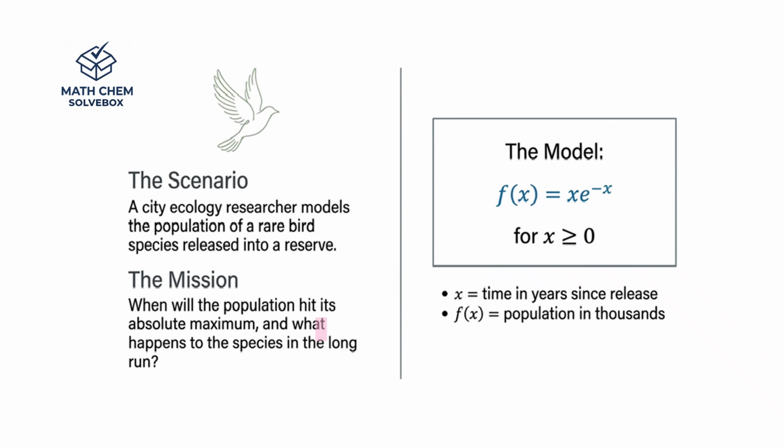Today we are going to look at an amazing real-world application of derivatives. We are stepping into the shoes of a city ecology researcher who has just released a rare bird species into a wildlife reserve. Our mission? We need to use calculus to figure out exactly when this bird population will hit its absolute maximum and what its ultimate fate will be in the long run. Stick around to the end because the mathematical reality of what happens to these birds is fascinating.